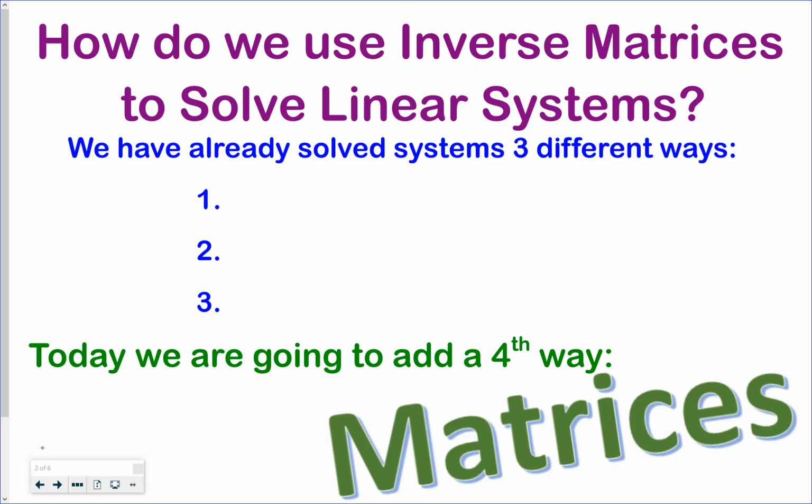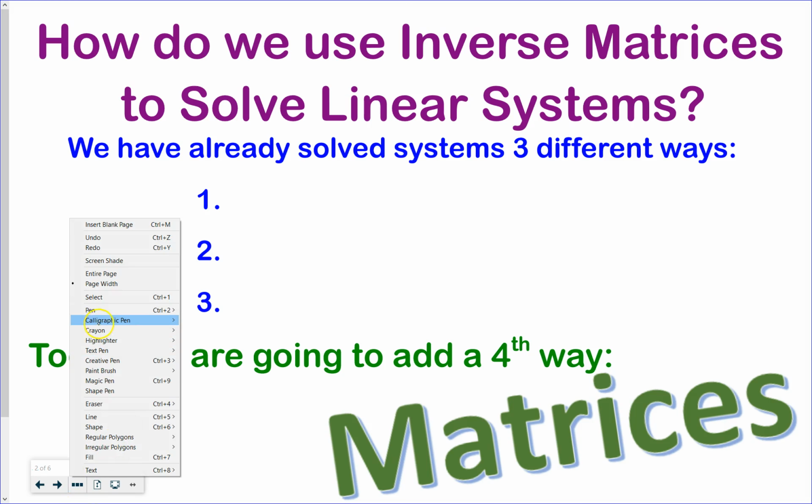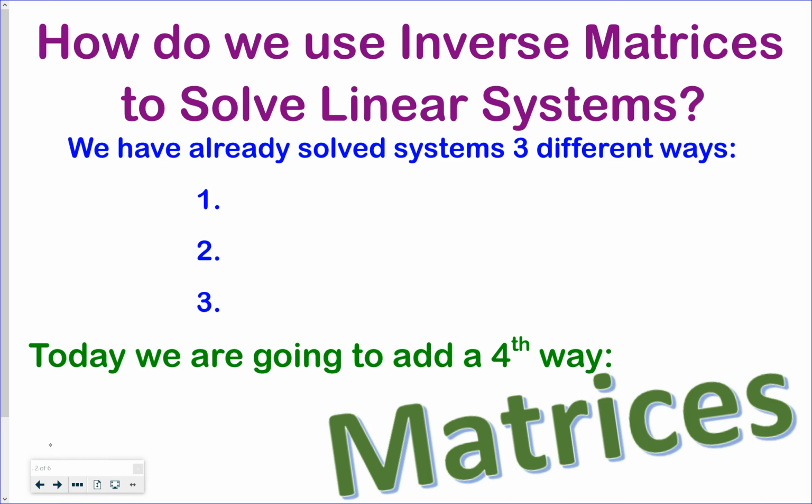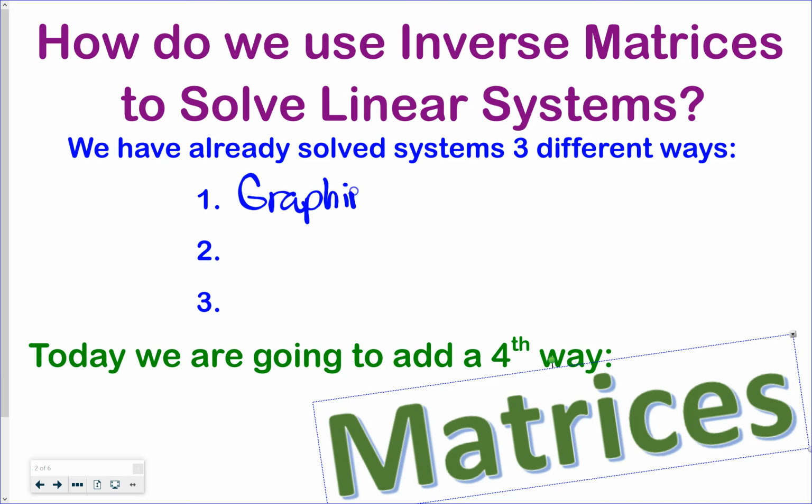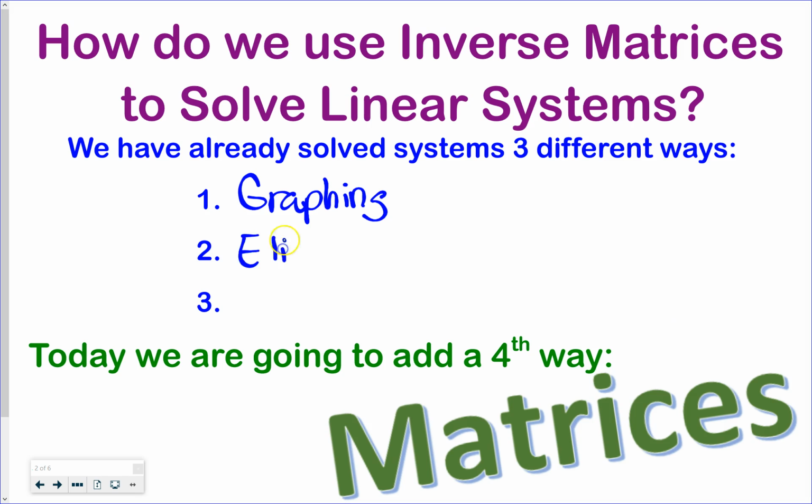Alright, we are going to solve systems today, which we've actually already done. We've already solved systems 3 different times. How did we do it those 3 other times? There was graphing. What was the other ways? Elimination, and I heard substitution. Good. Okay, so we have already solved systems these ways.